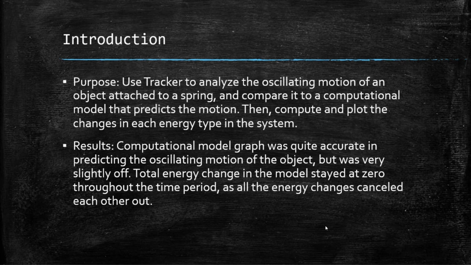A little preview of the results. The computational model graph was pretty accurate in predicting the oscillating motion of the object, but was very slightly off. The total energy change in the model stayed at zero throughout the time period, since all the energy changes cancel each other out and sum to zero.